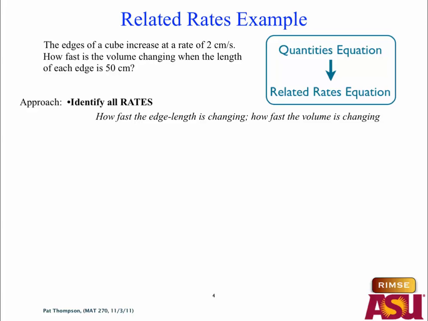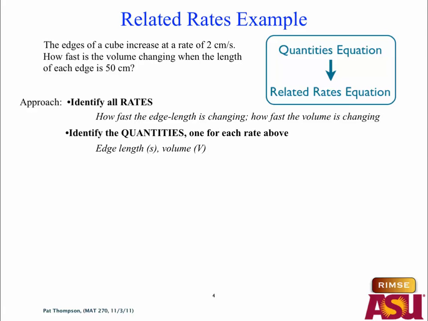So what quantities, this is the easiest step. So what quantities are associated with each of these rates? First rate, quantity is edge length. Second rate, quantity is volume. So let's define those, right? So let's let S be the edge length of the cube and V be the volume of the cube. So if we're after the related rates equation, what do we need? The quantities equation. We've got quantities S and V, and we've got a cube.